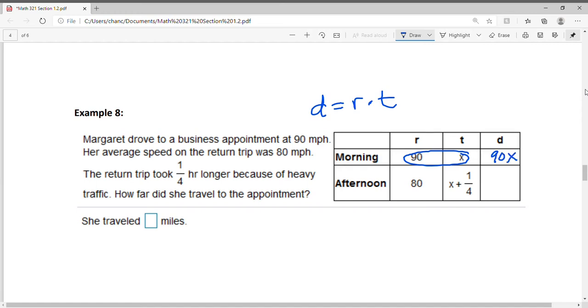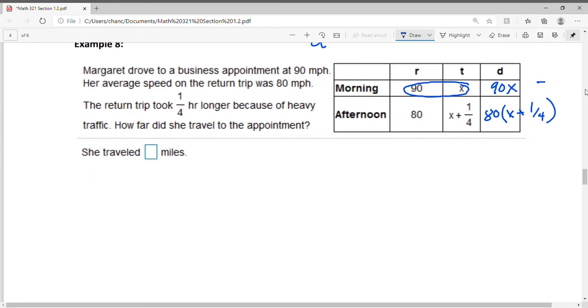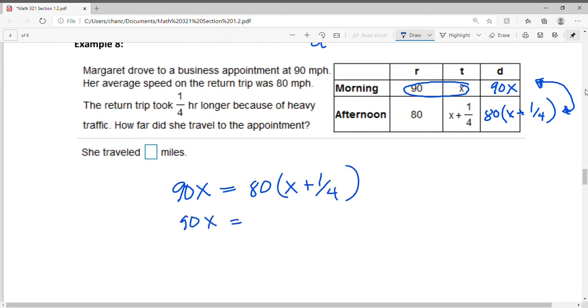It is equal to rate times time, so all I gotta do is multiply across. That's gonna give me 90x. Multiply across, that's 80 times x plus 1/4. Now the distance there and the distance back is the same, so these two right here, I can say they're the same. Let's set those equal to each other. So we'll say 90x equals 80 times x plus 1/4. We gotta start by distribution of that 80. That's 80x plus 20. 80 times 1/4 is 20.